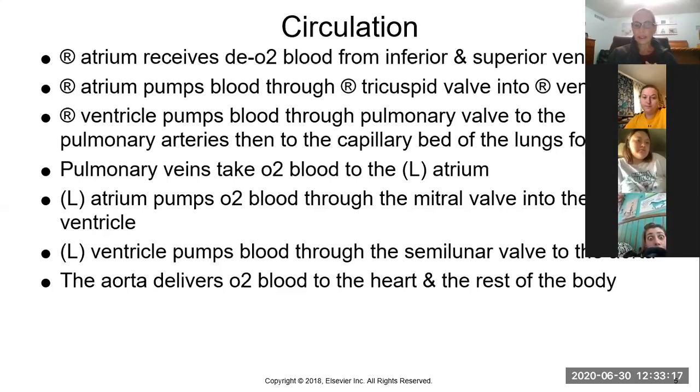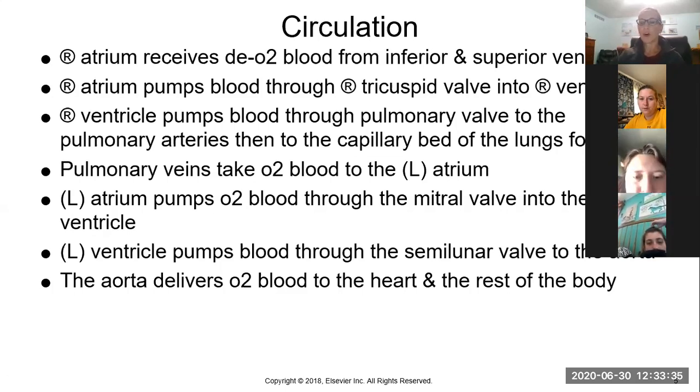So the right atrium receives deoxygenated blood from the inferior and superior vena cava. The right atrium pumps blood through the tricuspid valve into the right ventricle. The right ventricle pumps blood through the pulmonary valve to the pulmonary arteries, then to the capillary bed of the lungs so that it can get oxygen.